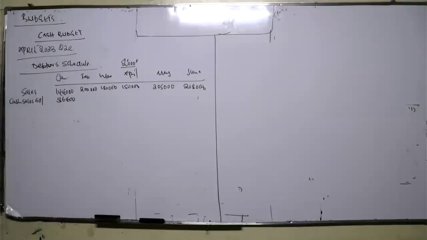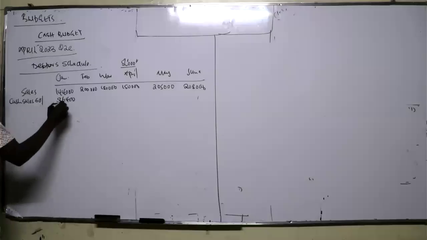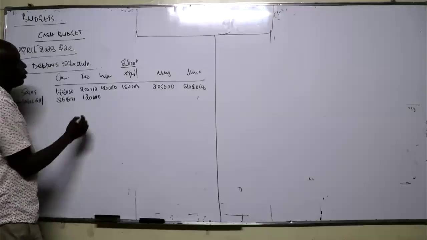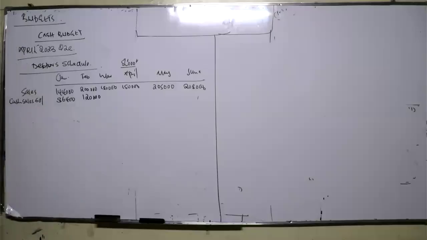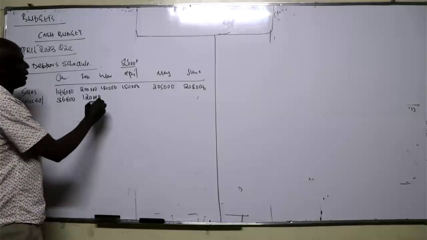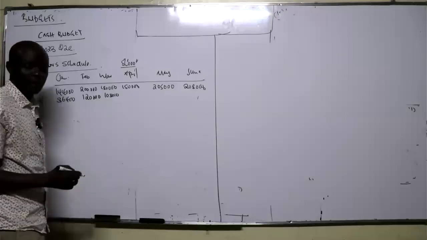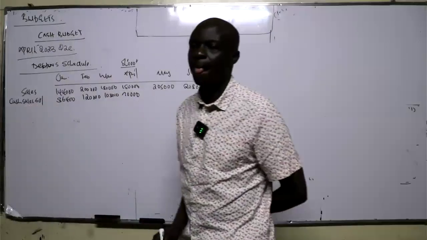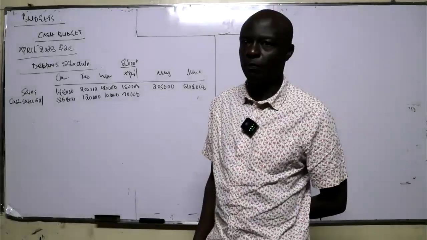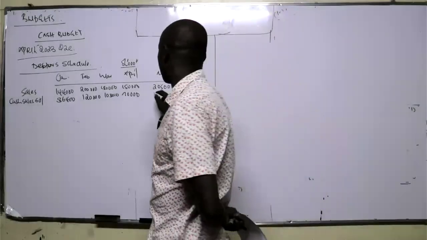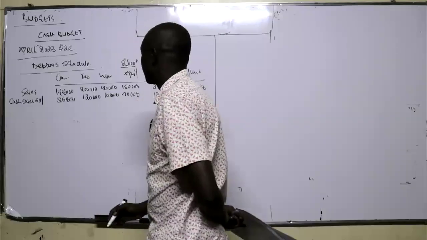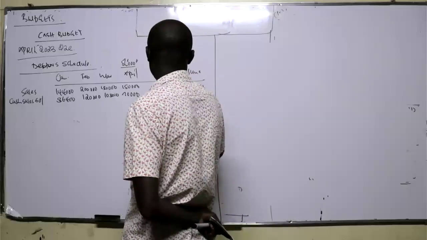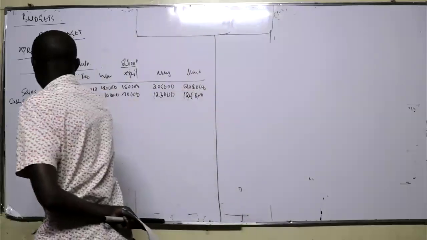And then the other one, 120,000 would be the cash sales. In March, this is 108,000. And the other one, this one will be 90,000. Then 123,000. Next, 124,800, like this. So now the balance will be the credit sales.